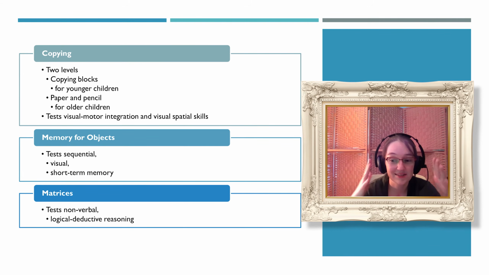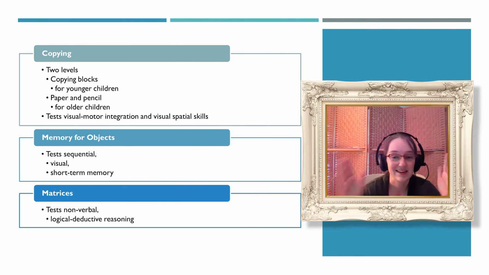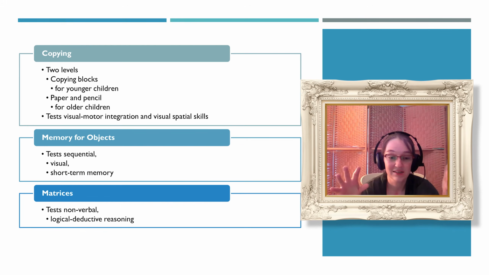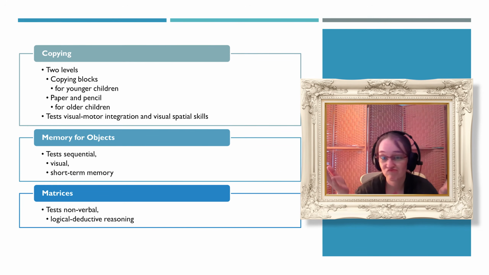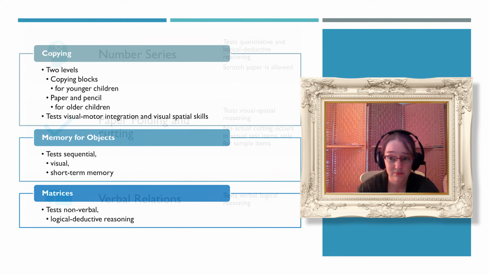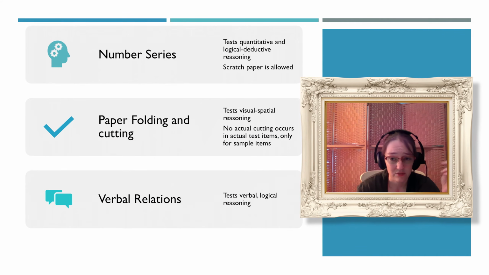Next is matrices. This is my favorite one. It tests nonverbal logical deductive reasoning, Raven's matrices. Unfortunately, those are in my office, but they're really cool. I again encourage you to check them out. Number series tests quantitative and logical deductive reasoning. Scratch paper is allowed for this one.